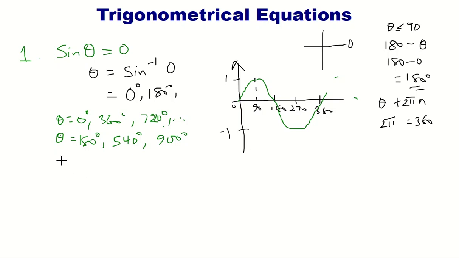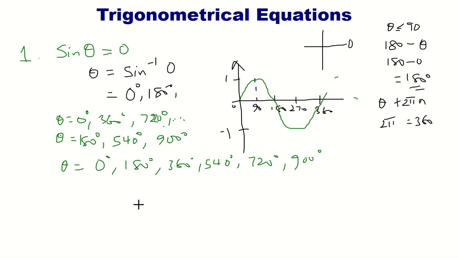So since we don't have any limits here, I can take my theta values, let me arrange them from the smallest: 0, 180 degrees. What next? We have 360 degrees. We have 540 degrees. We have 720 degrees. We have 900 degrees.